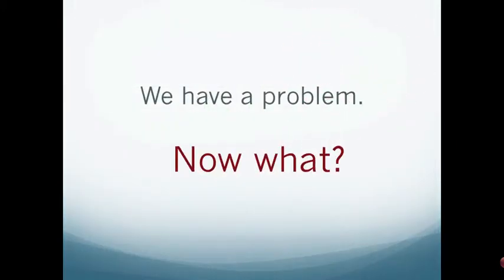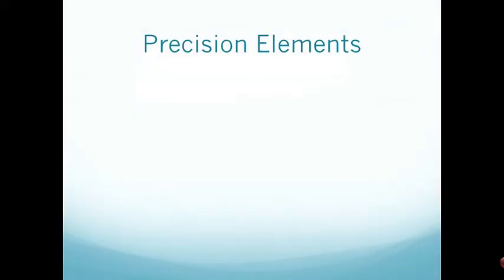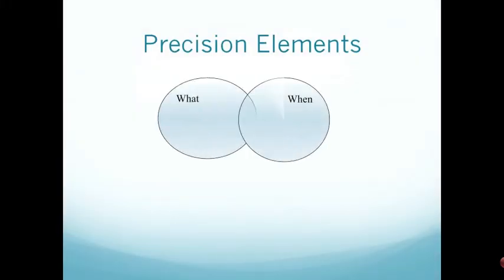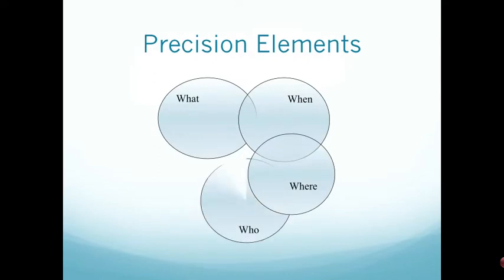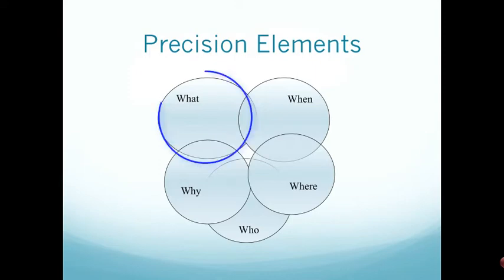We have a problem. Now what? We want clarity to give us direction. With our TIPS 2 model, we define our problem statements with precision by making sure that we have 5 elements. What is the behavior in observable, measurable terms? When is it occurring? Where is it occurring? Who is involved or who is displaying the behaviors? And why are the behaviors being maintained?